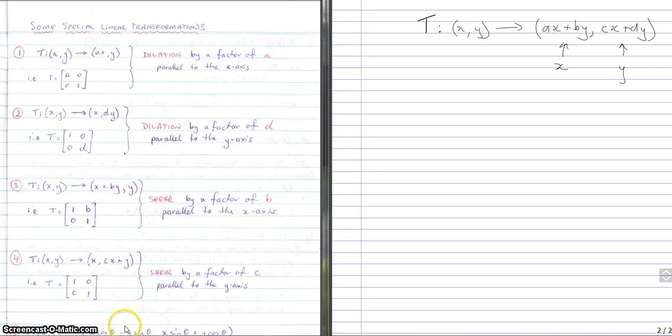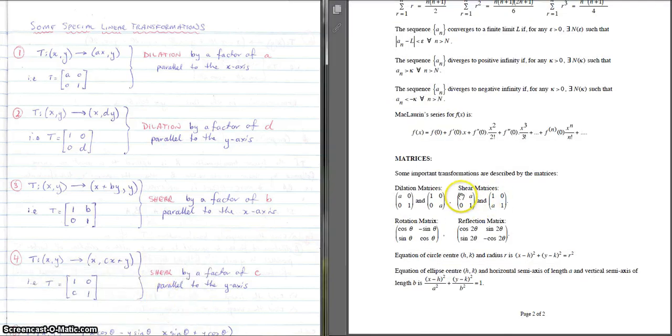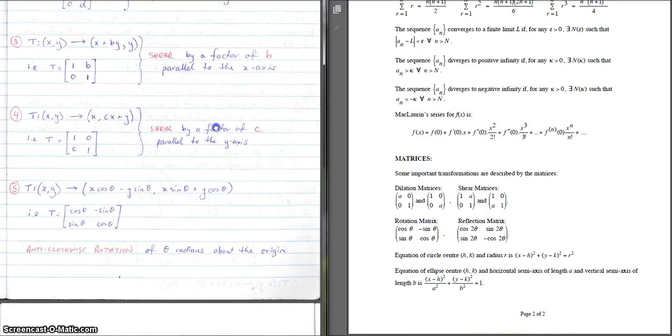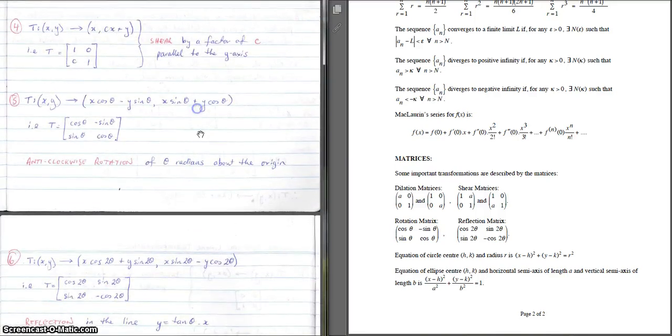If we have a look at our information sheet, again it's using a, so it's 1x plus a times y, and the y's remain the same, in our one that's parallel to the y-axis. The x's remain the same because it's 1x plus 0y, ax plus 1y. So these are our shear matrices. These are our dilation matrices. And we've got these ones here, 5 and 6 listed.